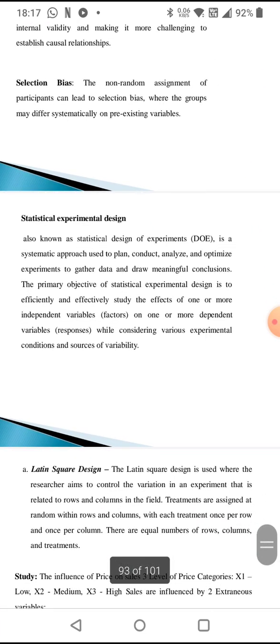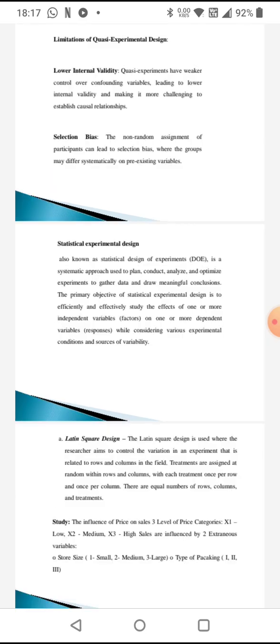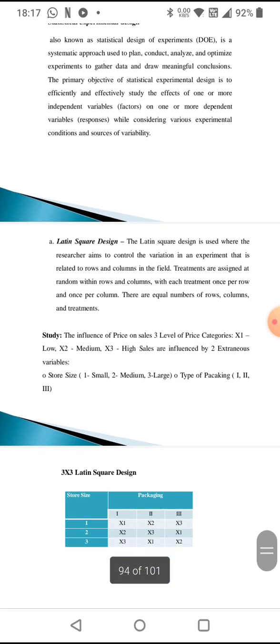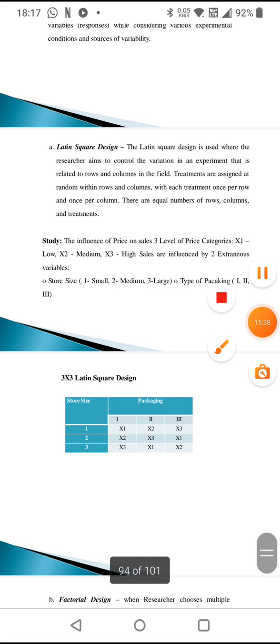Next is statistical experimental design, also known as statistical design of experiments. It is a systematic approach which is used to plan, conduct, analyze, and optimize experiments to gather data and draw meaningful conclusions. The primary objective of statistical experimental design is to efficiently and effectively study the effects of one or more independent variables on one or more dependent variables. So here you have more than one independent variable. That is what your statistical design says.